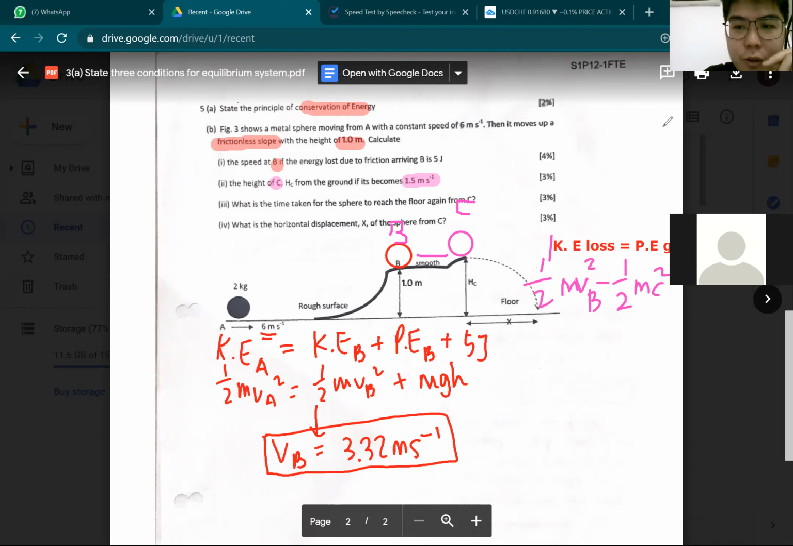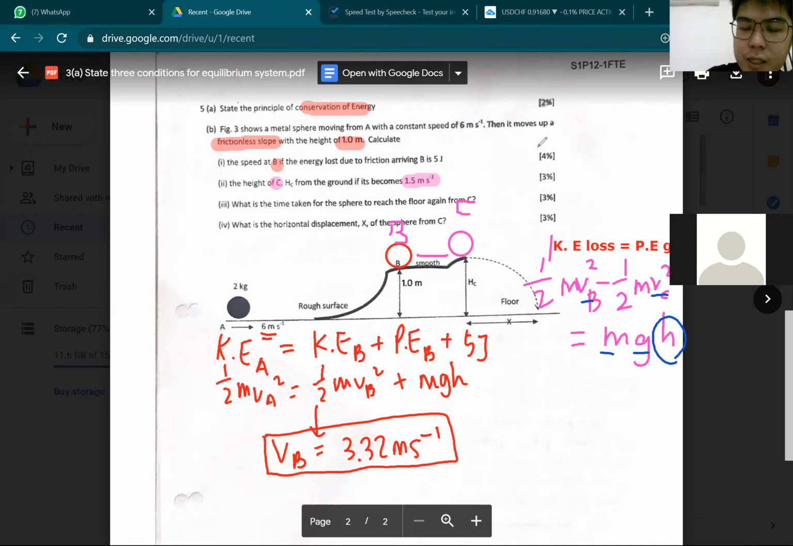VC you already know, you're given VC 1.5, and VB you also know, so you can calculate this. It equals the potential energy gain, which is mgh. The only unknown here is h. The mass, g, VC and VB you know, so you are able to find the increase in height.